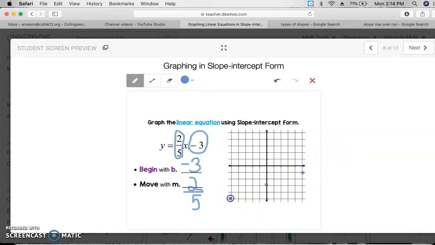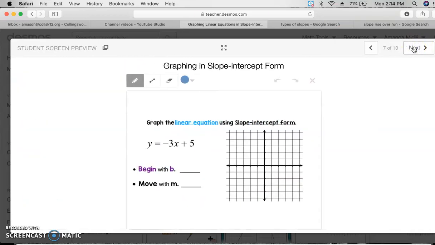You can always just use the button right now to connect your points, which is fine. If you want a more straight line, just use those dots there. You're going to try the next few by yourself and then just ask if you have any questions.